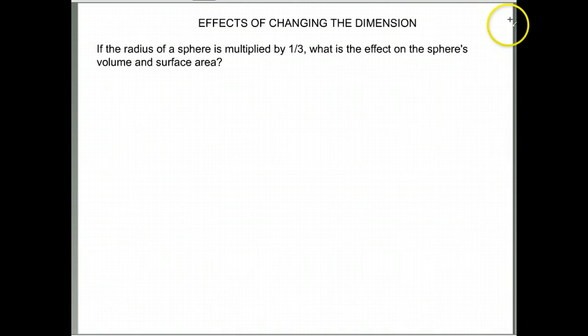All right, let's talk about the effects on the dimension of something. If the radius of a sphere is multiplied by 1/3, what is the effect on the sphere's volume and the effect on its surface area? Okay, so again, we're taking the radius times 1/3. So instead of having r, we're going to have r divided by 3.